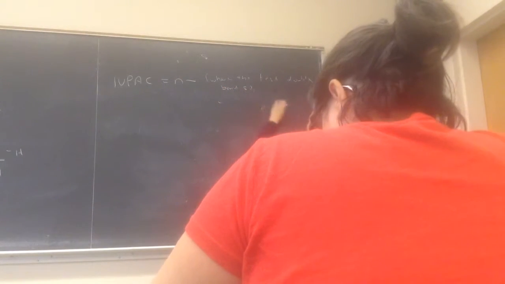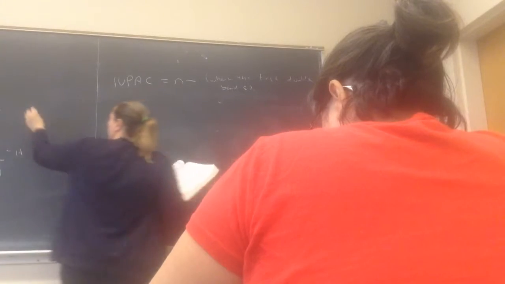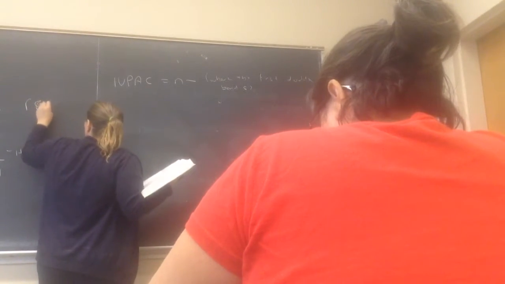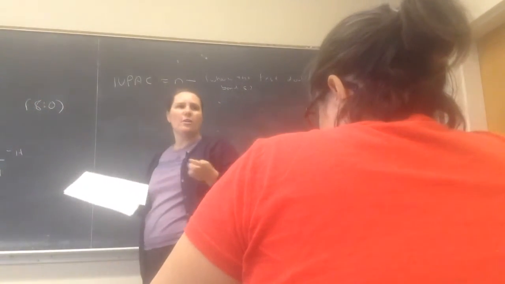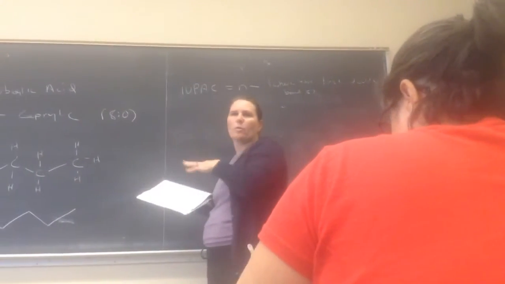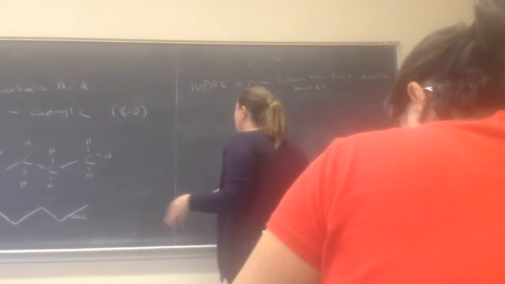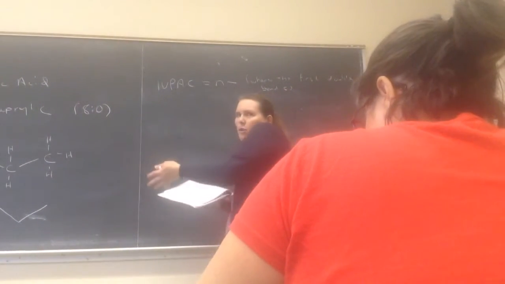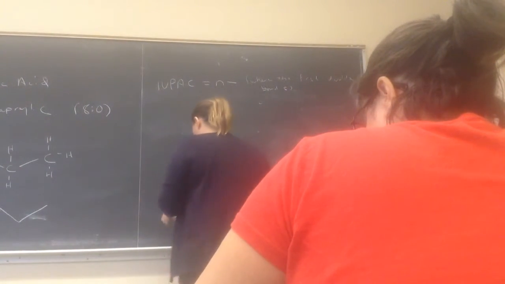So we won't have an n minus way to name this. This is just 8:0. There are 8 carbons and no double bonds. So I'll add a double bond in here and then we'll get to n minus, but right now, same thing with omega. The omega, there's no double bond, so you don't need to write it that way.